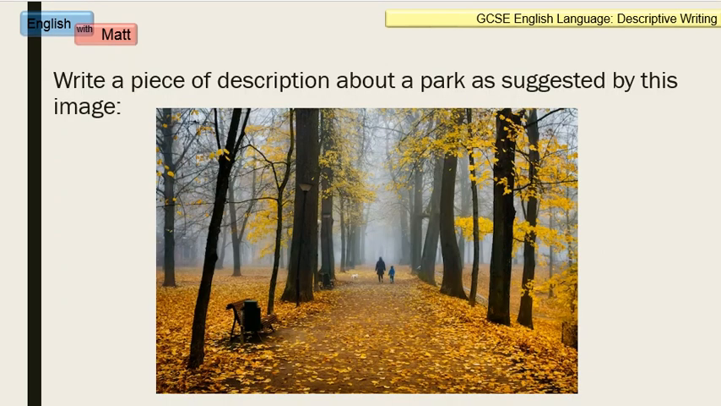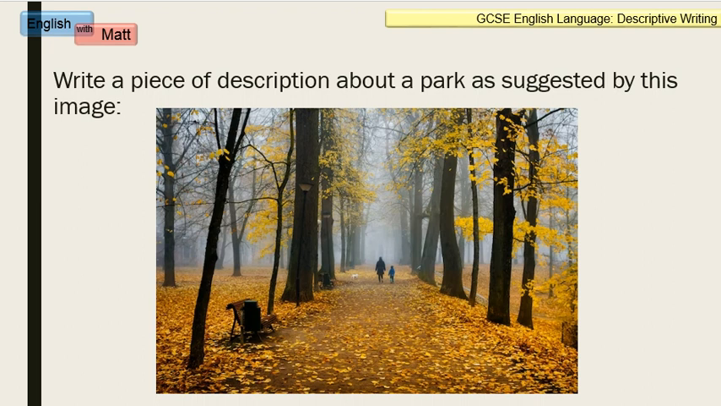Those of you who are following AQA know that you get an image, and the image is accompanied by a task like this, worded pretty much like this. Write a piece of description about a park as suggested by this image, and they give you the image. That image could be of anything, of course.